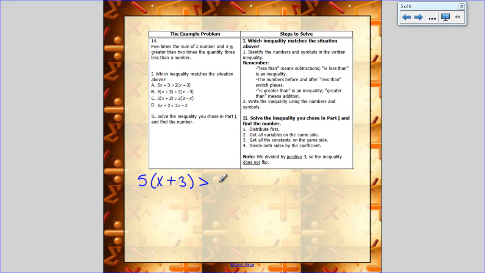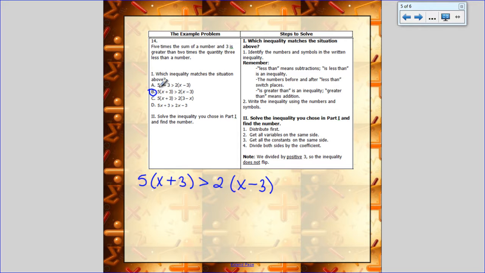Then the next part says 2 times the quantity. Well, quantity means parentheses. So I'm going to do 2 times the quantity of 3 less than a number. Well, remember less than means subtraction and it flip-flops. So 3 less than a number means the 3 comes second, the number comes first. So it becomes x minus 3. So there is your inequality. So the one that matches, it looks like, is B. So I've done part 1.